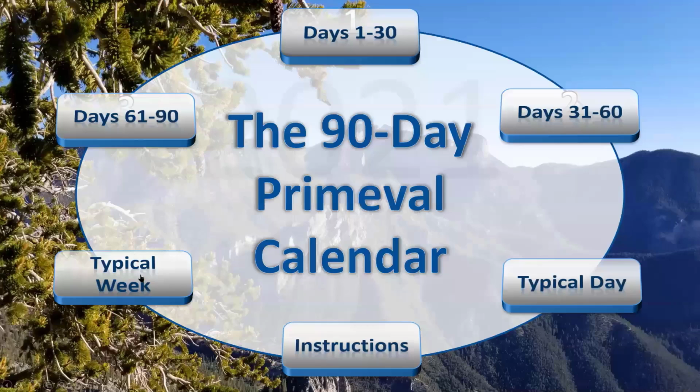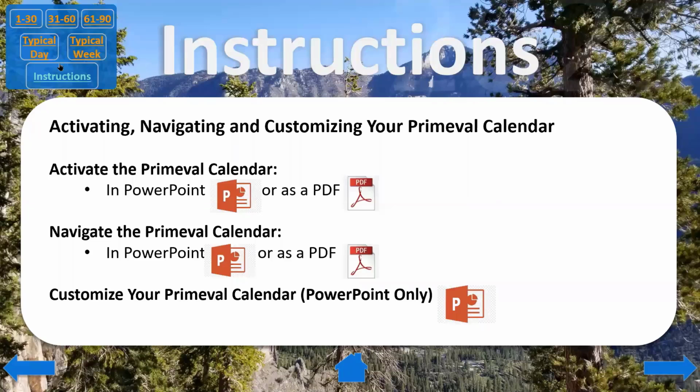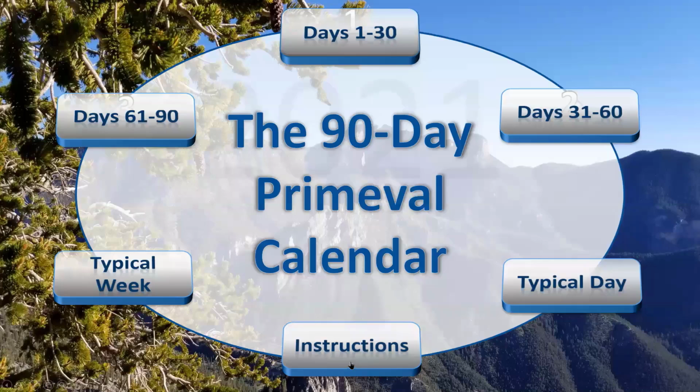Okay, we go back to home. So what we've looked at here: days 1 to 30, 31 to 60, 61 to 90, a typical day, a typical week, and instructions, and how to get to the home always. And so that's the interactive calendar. And again, one of the instructions is how to customize it for yourself and your own situation. So that's the 90-day primeval calendar that is meant to work in tandem with the HEAL system.